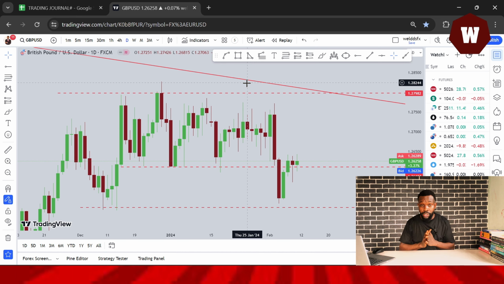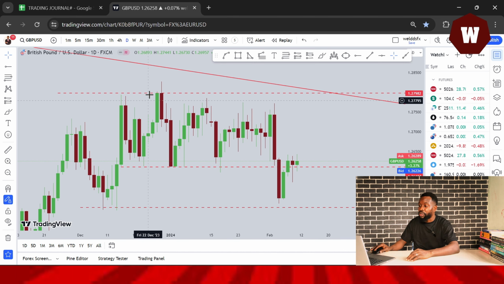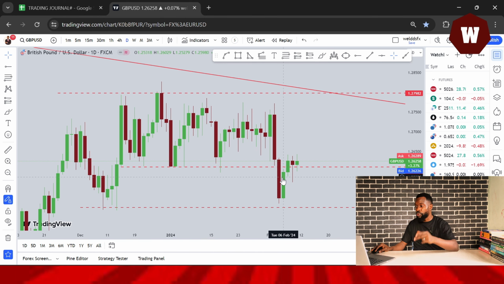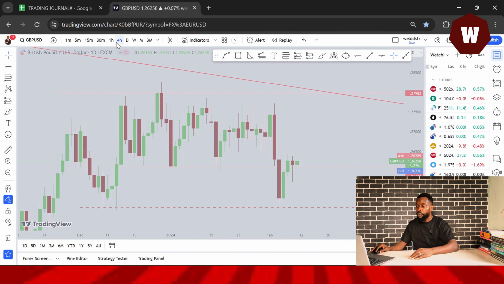Okay, so this is what I will do. On the daily time frame, as you can see, the market was in a range and it broke out last week. It broke out of that range and has come to retest that region. So let's go to the 4-hour time frame.